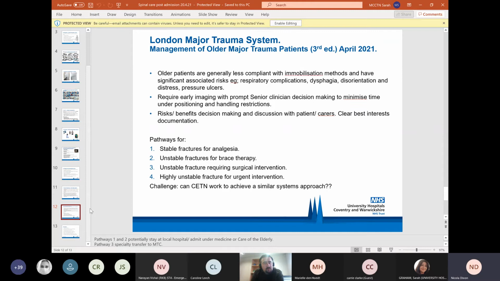So we're looking at levels 1 and 2, you're probably looking at these being kept at their local hospital with some really good clear advice, some clear plans. Levels 3 and 4, the unstable fractures requiring surgery or the highly unstables requiring urgent intervention. Obviously, then we decide what the route is to get them over to us rapidly.